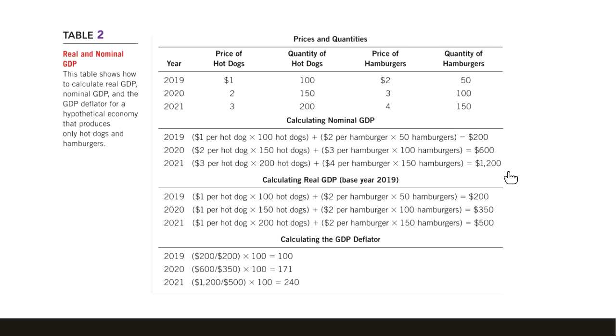And the way we'd calculate the real GDP is we're going to pick a base year. So in this case, we pick a base year of 2020 or 2019. So 2019 is our base year. So what that means is we are going to take the price of 2019 and we're going to multiply it by the quantities of 2020 and 2021 to calculate their real GDP. So now it's going to be 1 times 150 and 2 times 100, and then it's going to be 1 times 200 and 2 times 150.